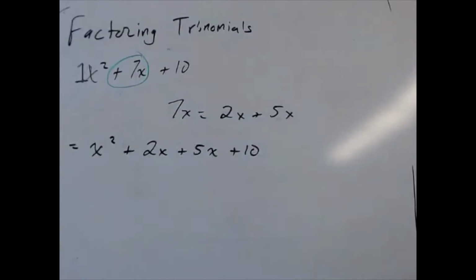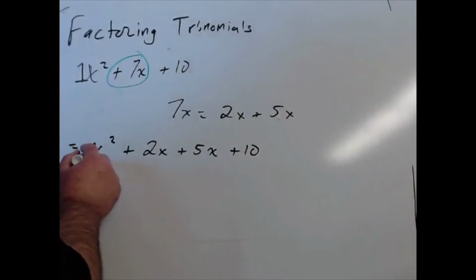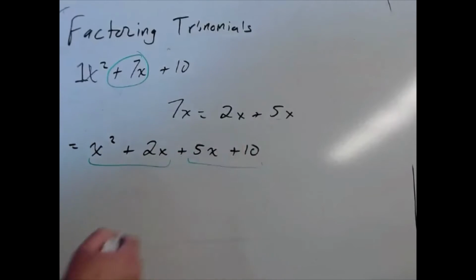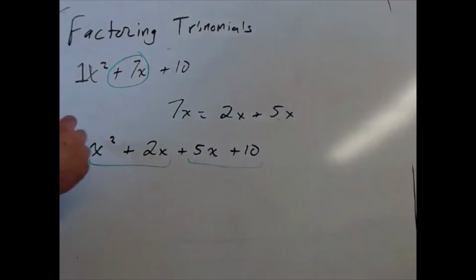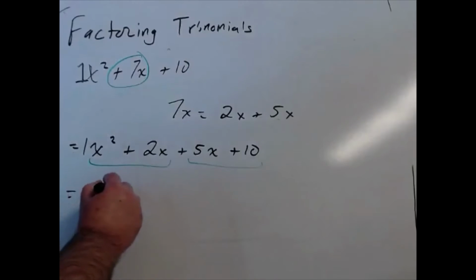Okay? Now, my next step is to group these into pairs. So I just kind of underline them like this so I can visualize each pair of terms. So my first pair of terms is x squared and 2x. So I need to factor out a common factor here between x squared and 2x. Well, 1 and 2, the common factor would be 1. And x squared and x, my common factor would be x. So my common factor for the first two terms would be 1x, or just x. So we'll just write it as x.